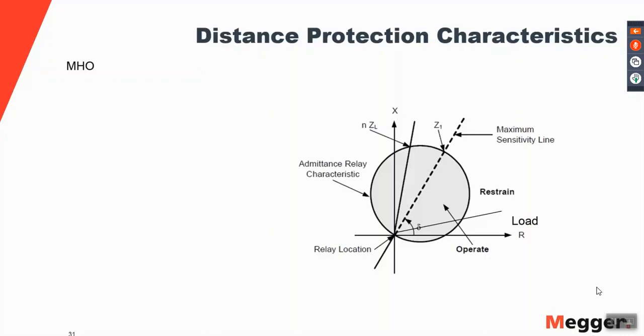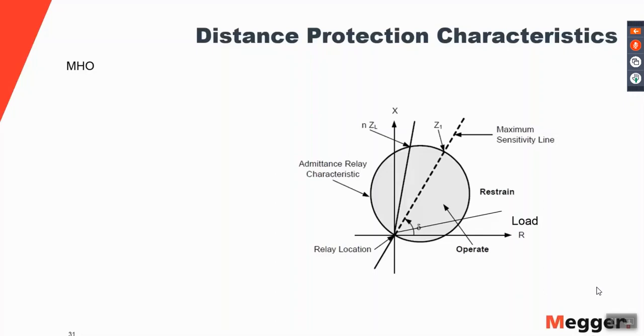But the Mho relay is inherently directional, and all the faults or all the behaviors of the system that give you impedances inside this characteristic will be the cause of a trip. Anything outside will not, and you can set Mho's with different zones, like we talked about in previous slides.